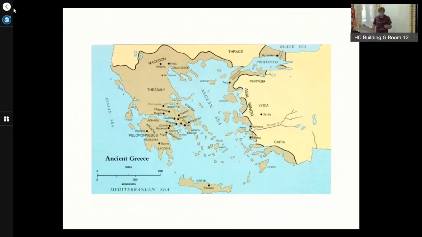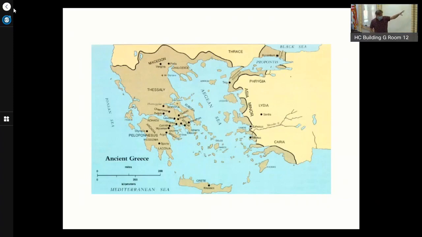Okay, so what's Greece? Well, you can understand quite a bit about a culture by looking at its physical geography. Physical geography is very important to understand how a people live and what their values are going to be. And the physical geography of Greece is rocky and mountainous. Like Crete, it's jagged and full of rocks and full of mountains.